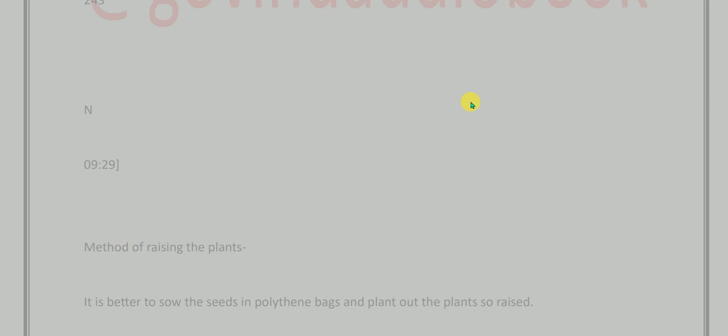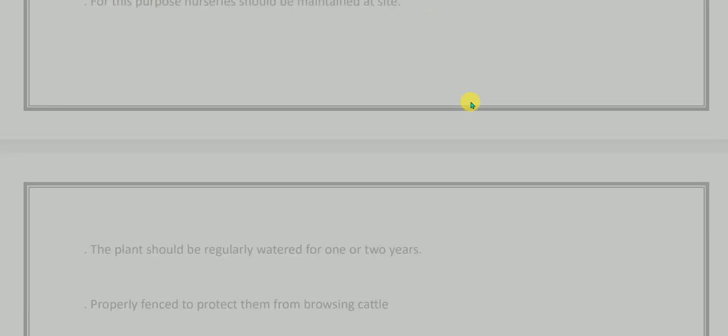Method of raising the plants. It is better to sow the seeds in polythene bags and plant out the plants so raised. For this purpose nurseries should be maintained at the site. The plants should be regularly watered for 1 or 2 years and properly fenced to protect them from browsing cattle.